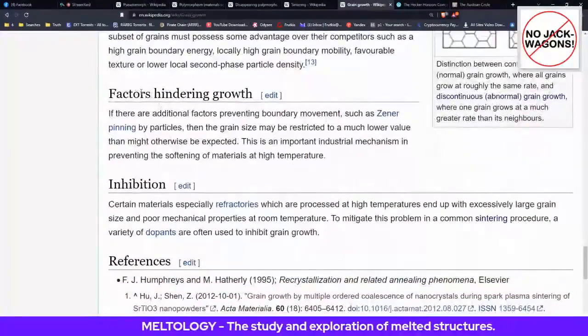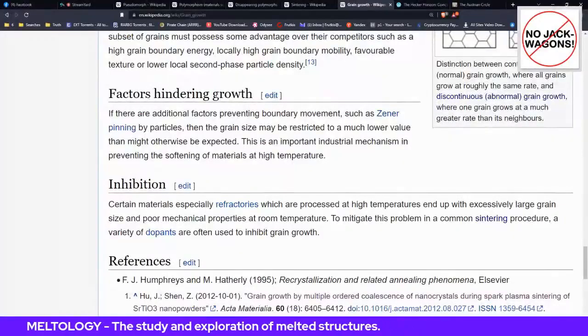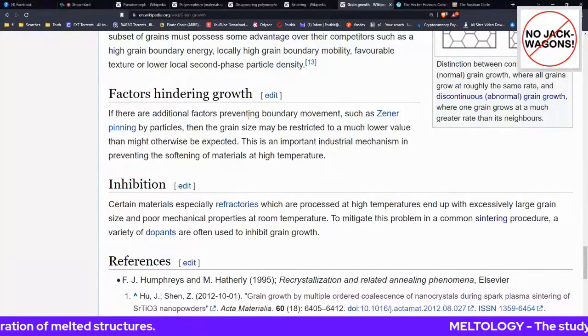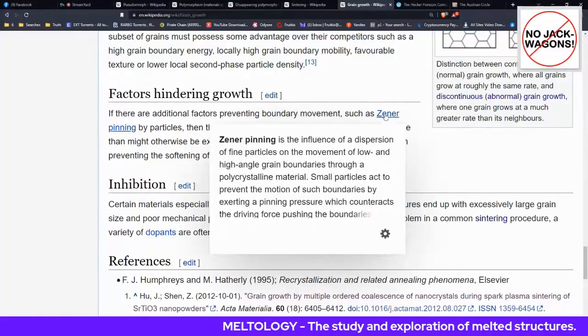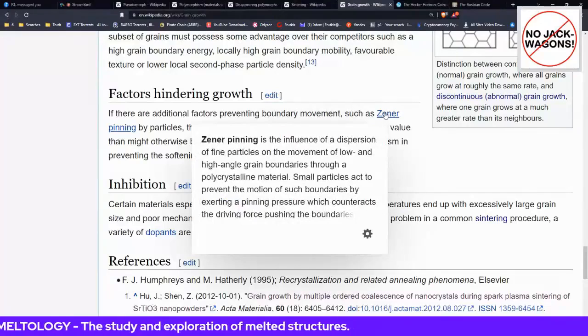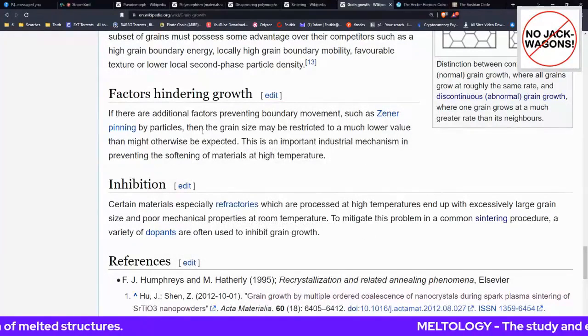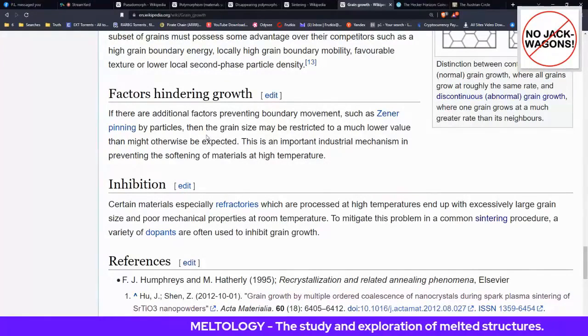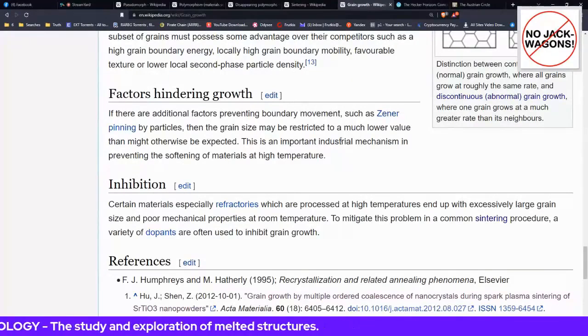So absolutely amazing. Yes, and there's another factor hindering this growth, which is what I was talking about. There are additional factors that prevent the boundary movements, the Zener pinning. I don't even know what this is. They say it depends on the load and the angle of the grain. So there are so many different things that can change the growing and the changing of the grain. And this is why we see so many different levels of heat damage in one location.